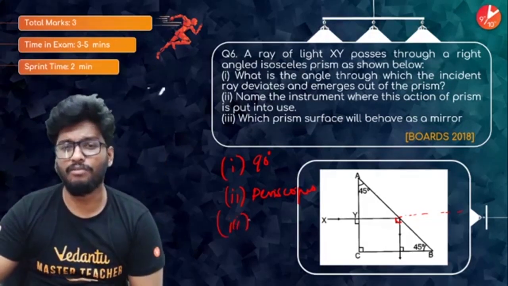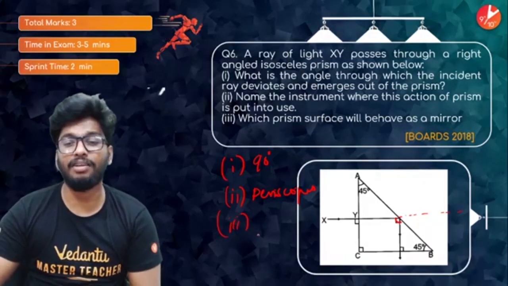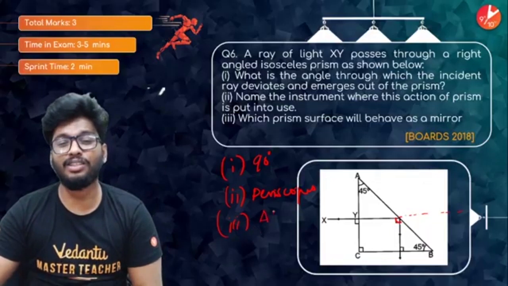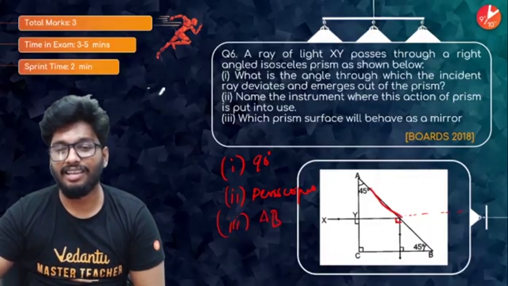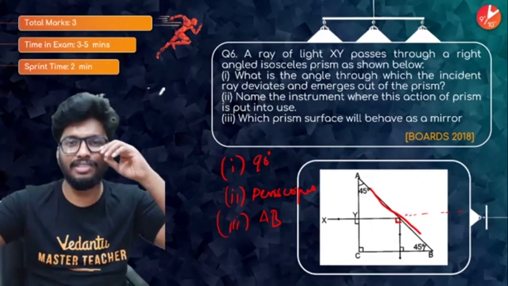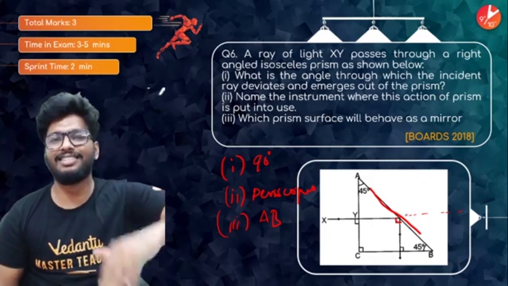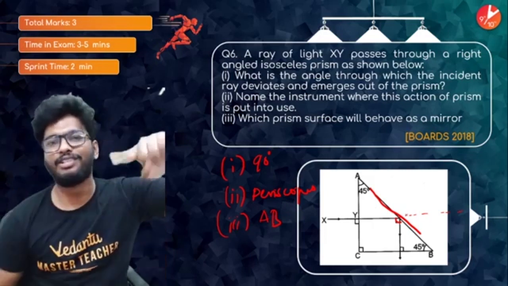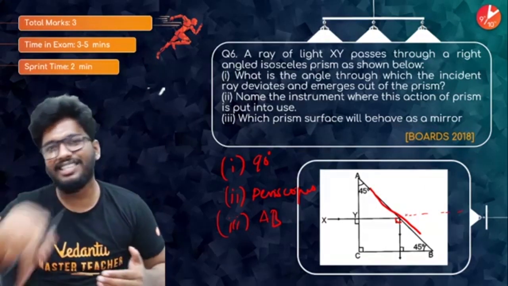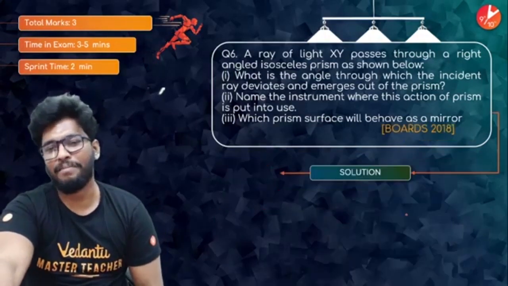Right. The third part of the question: which prism surface behaves as a mirror? The surface AB. AB is the one that behaves like a mirror, right? Because this is a prism, it's supposed to be a transparent material, but because the angle of incidence is greater than the critical angle, you are able to see total internal reflection, which happens at the surface AB.